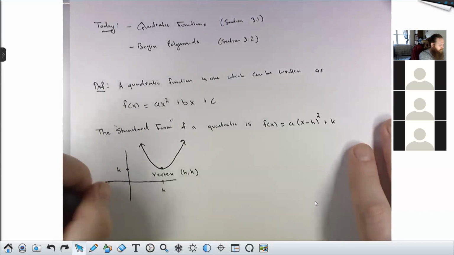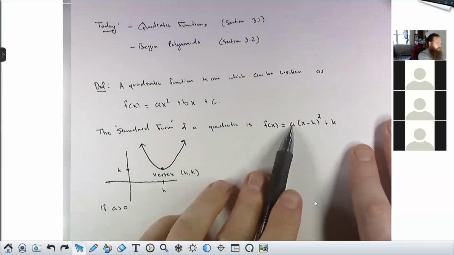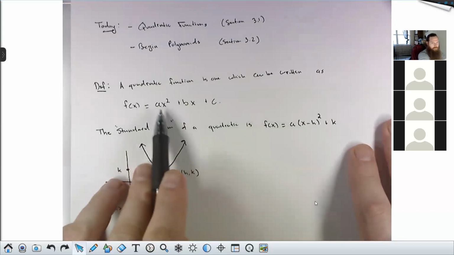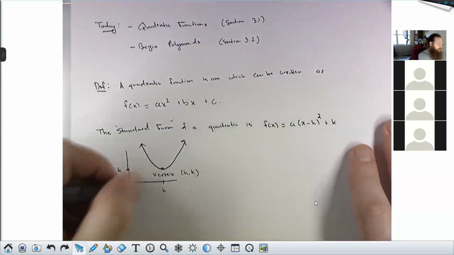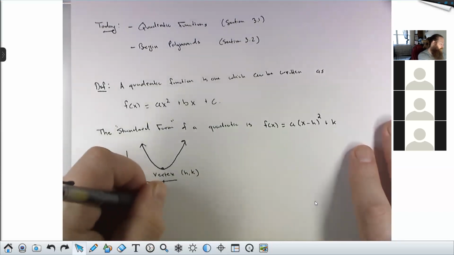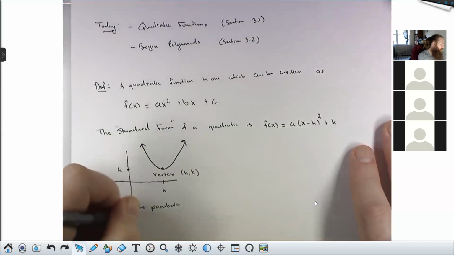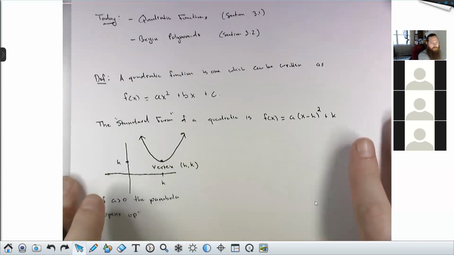If a is positive, a is called the lead coefficient, and it's the same number whether you're in standard form here or this other form here. If a is positive, then the parabola is said to open up. So that's what this picture is.